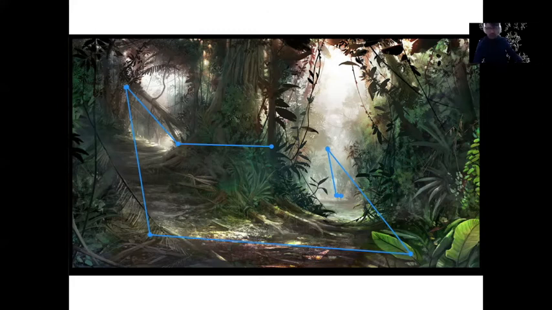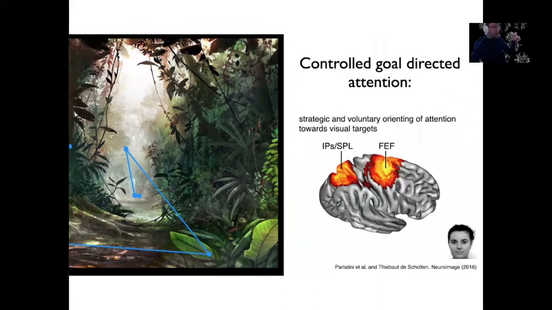This phenomenon is called controlled goal-directed attention. It's a strategic and voluntary orienting of attention toward visual targets. And if you put people inside the MRI scan and ask them to do this task, they will typically activate a dorsal network involving the frontal eye field, the superior parietal lobule and the intraparietal sulcus. And this is what we call the dorsal attention network, or controlled goal-directed attention. Dorsal attention network being the name that is provided by Professor Corbetta for his model of attention. We'll come to that point.